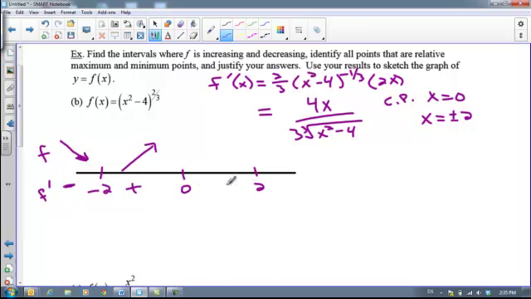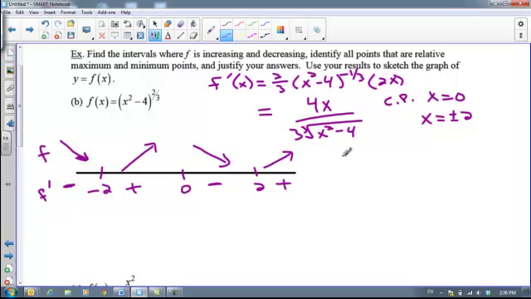And then from 0 to 2, if you plug in a number like 1, it will make the bottom negative but the top positive, which creates a negative f prime and a decreasing function. And then if you plug in a number bigger than 2, like 75 or something, it doesn't matter, any point between 2 and infinity, you're going to get a positive f prime, which means an increasing function.